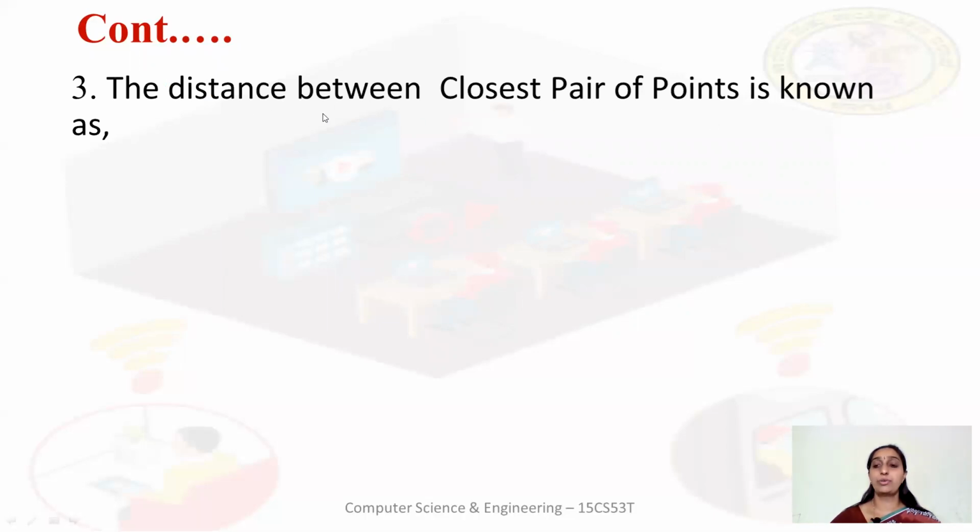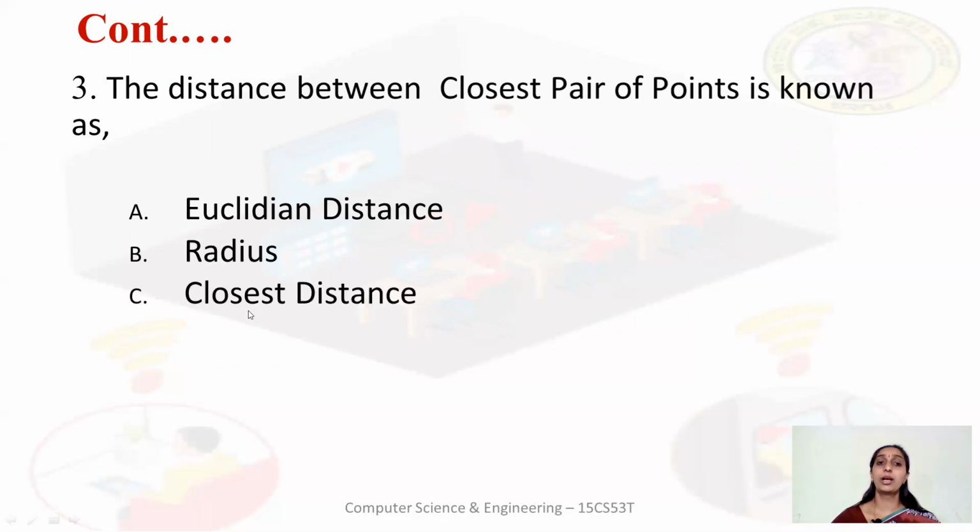Okay, so the distance we find between this closest pair of points, what do we call it? So Euclidean distance, radius, closest distance, or minimal distance?